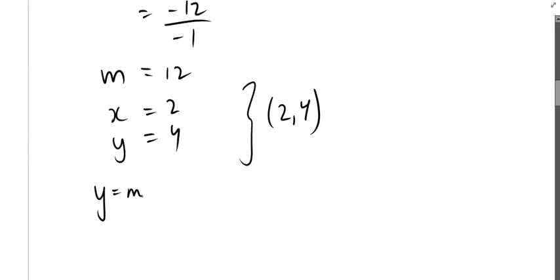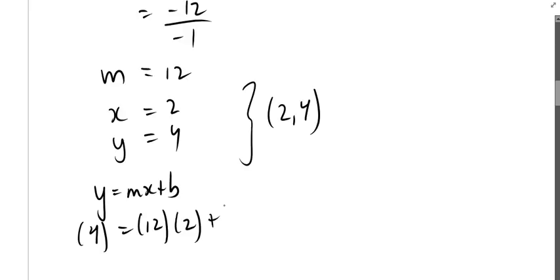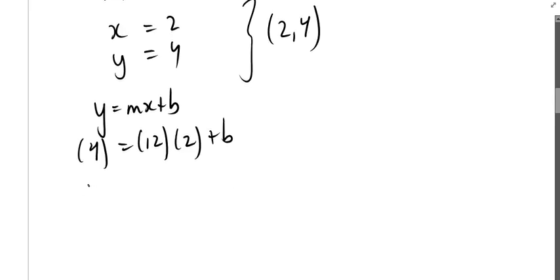Y equals mx plus b. Y is 4. M is 12. X is 2 plus b. 4 equals 12 times 2 is 24. Subtract 24, subtract 24. Negative 20 equals b.